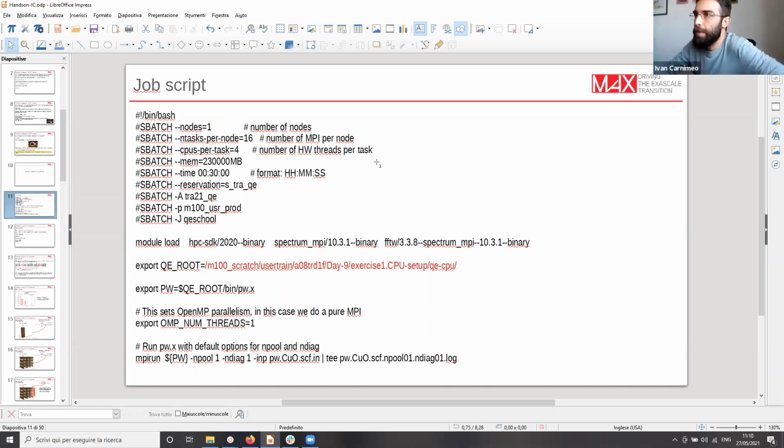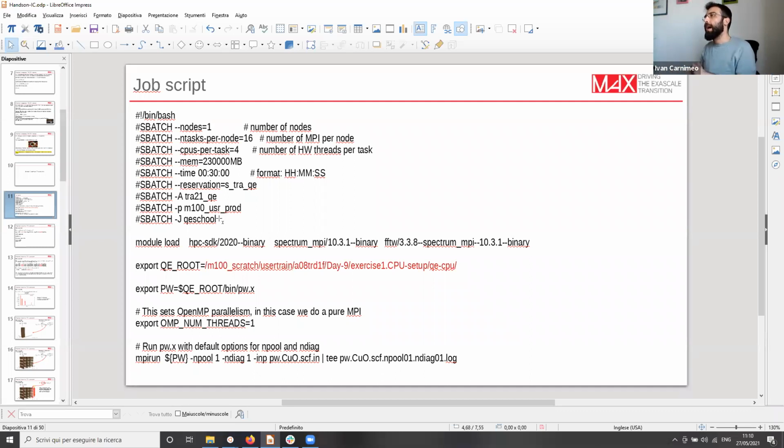So this job script is here, and you will find it in the exercise 2 directory, job.sh. So you can see this file exactly in your folder. And this job script is divided in two main parts. The first part is our directive for the batch manager.